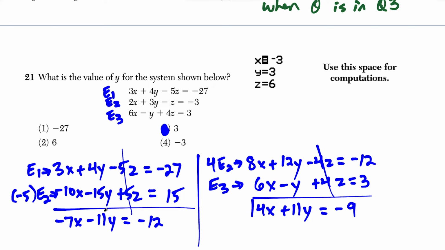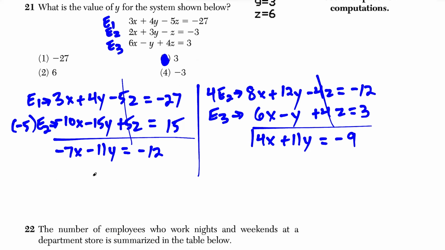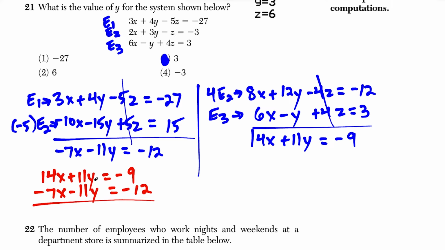And now from here, I could combine these two equations. So I'm going to write them over each other. We're going to have 14x plus 11y equals -9, and we have -7x minus 11y equals -12. And we could add these together, and the 11y minus 11y cancels. 14 minus 7 is 7, so we have 7x equals negative 21. And if we divide both sides by 7, x is equal to negative 3.